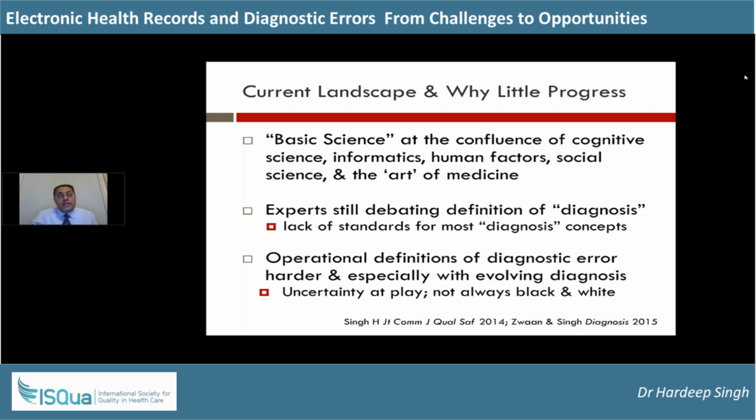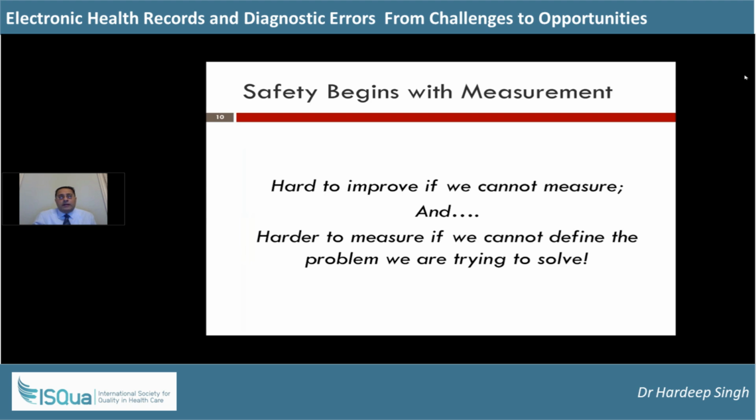There's also a lot of uncertainty at play along with diagnosis. Things are not always black and white, as we could imagine in some of the other conditions, and these are areas of what we call omission at times, and really it becomes hard to figure out what is a diagnostic error. So in patient safety, a lot of progress begins with measurement. It's hard to improve what we cannot measure, but it's harder to measure if we cannot really define the problem we're trying to solve. So I often like to emphasize that we should all have a shared understanding of what it is that we're talking about in terms of diagnostic error. So I'll talk to you in the next few slides about some of the shared understanding.